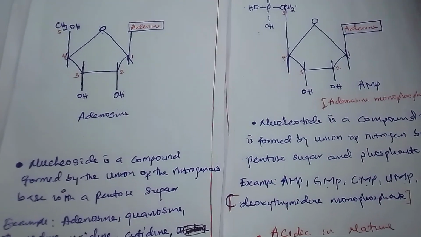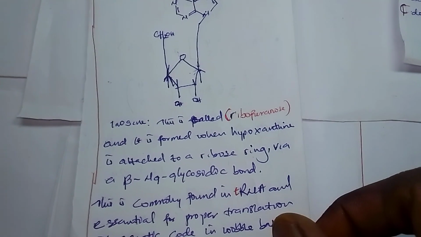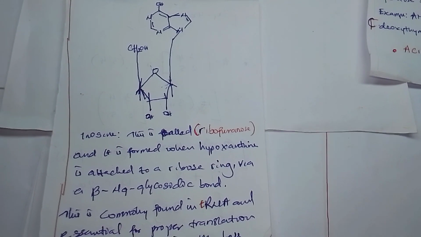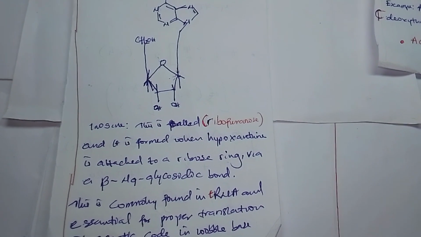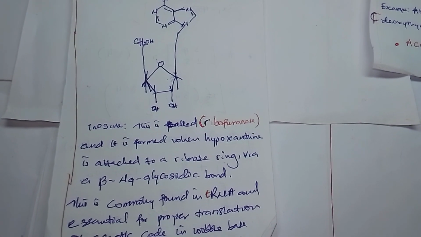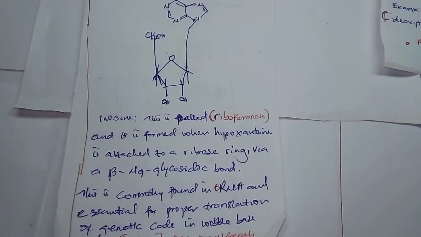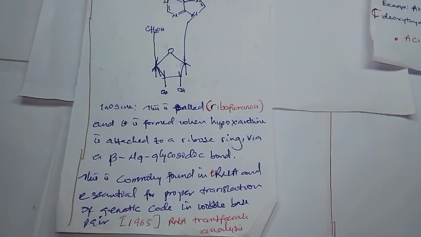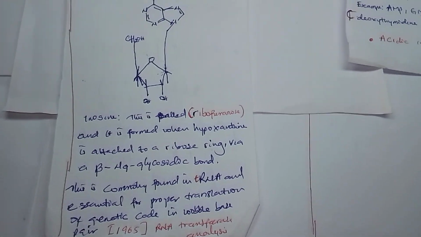Okay, now I said I'm going to show you the structure of what is known as inosine. Well, inosine is formed when hypoxanthine is attached to a ribose sugar via a beta-N9-glycosidic bond. It is commonly found in the tRNA and essential for proper translation of the genetic code in wobble base pairing. It was discovered in 1965 in RNA transfer analysis.